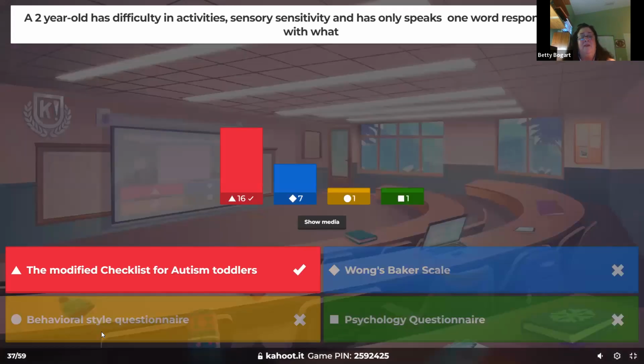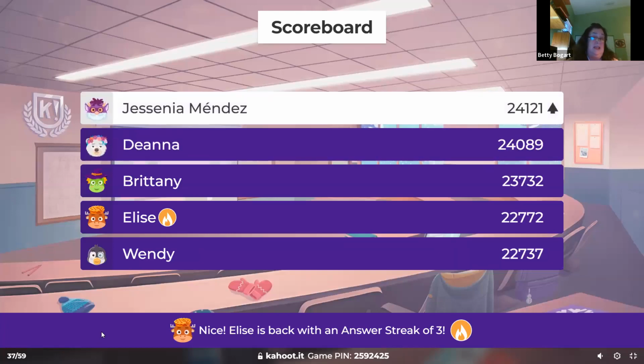And that is the modified checklist for autism. And we're going to go into that when we get into cognitive things that go on, disorders. But that's one thing at 2 that you might see. And, you know, we need that. If you're at a daycare, you see a kid like that, that kid needs to be checked.